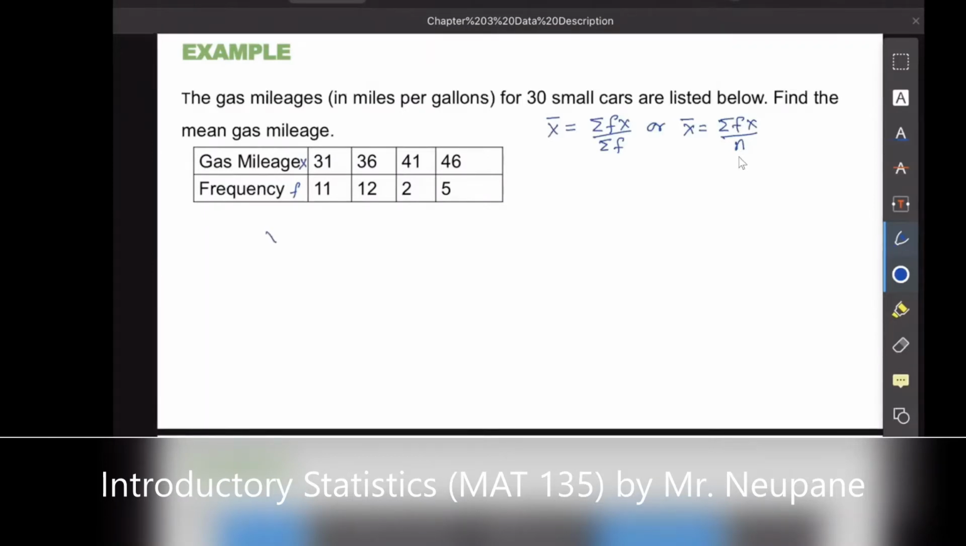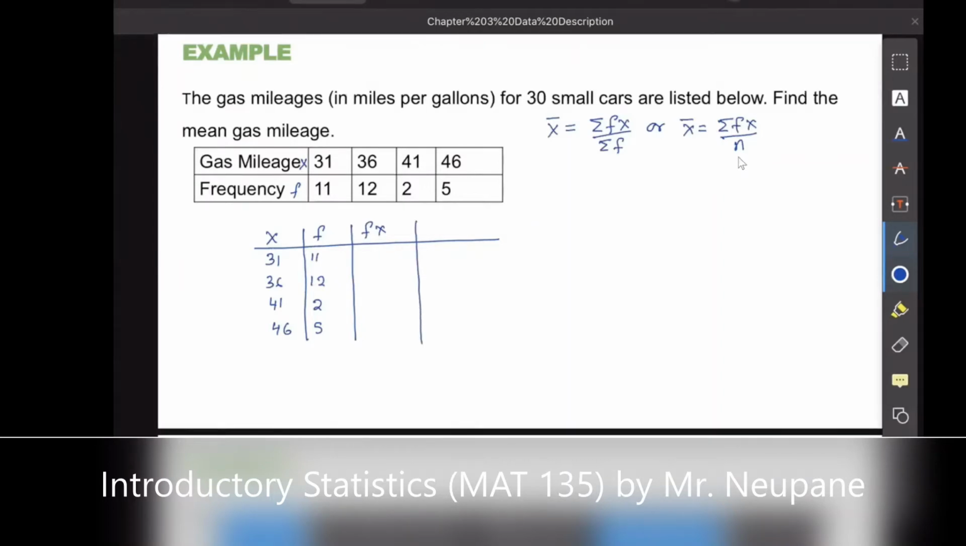So this is what you can do. Let's make that table down here. Your x values are 31, 36, 41, 46. You can follow along with me. In the next column, you have f, which is 11, 12, 2, 5. And in the third column, you need f times x. So please make those columns ready.